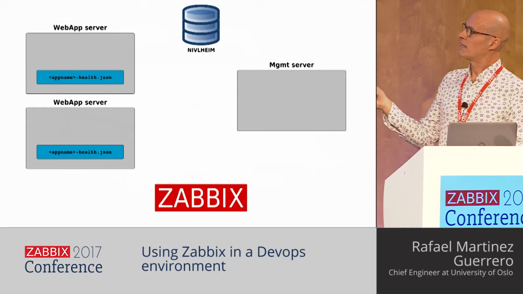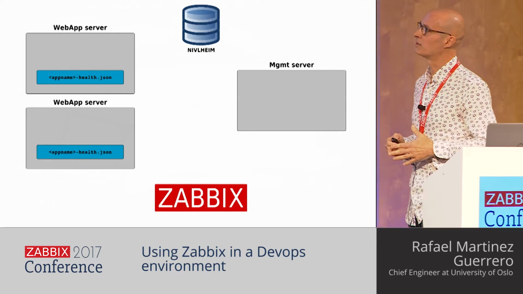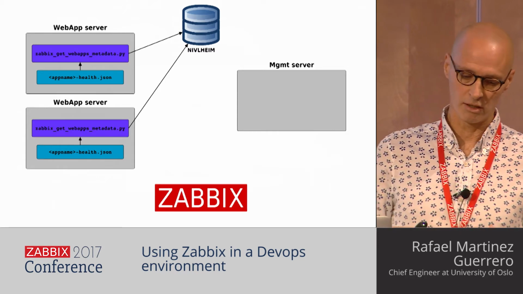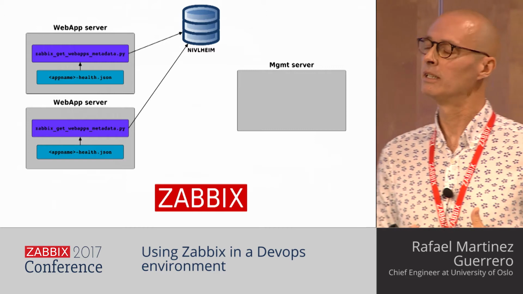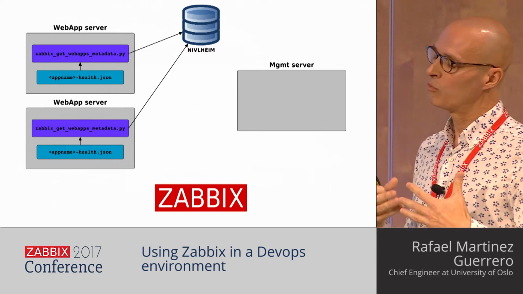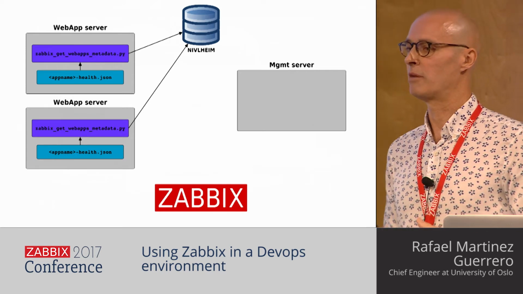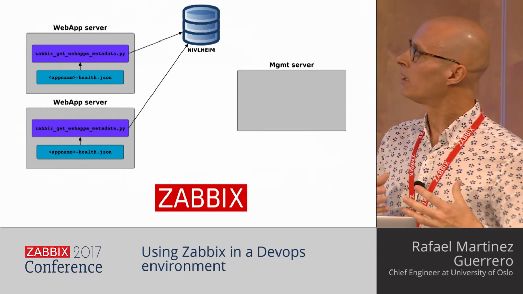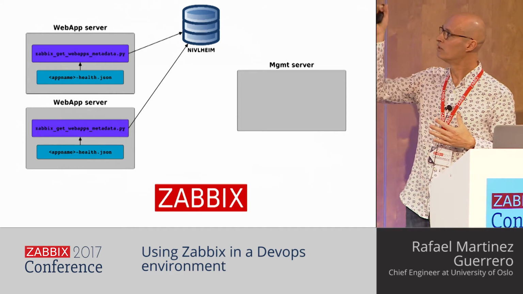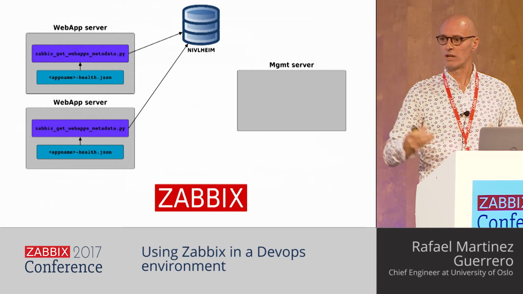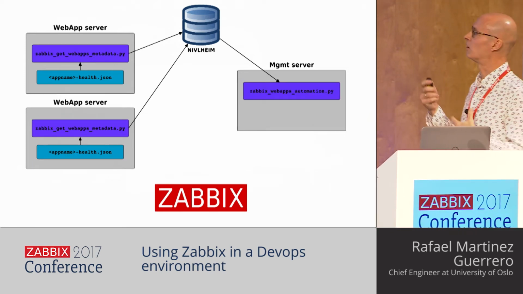As I say, we have these health files around in all the different servers running applications. What we do is we run a script that will read these health files, and then it will extract all the metadata information in the file and the components the application needs. And it will save this information in a Nilheim database. When we have done this in all the servers running applications, we will start our script that starts the automation.